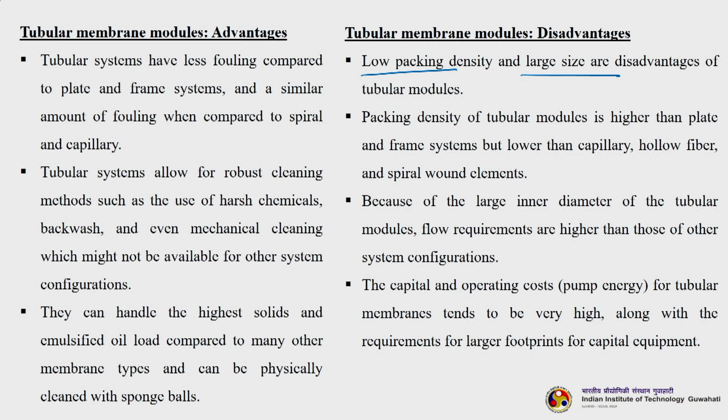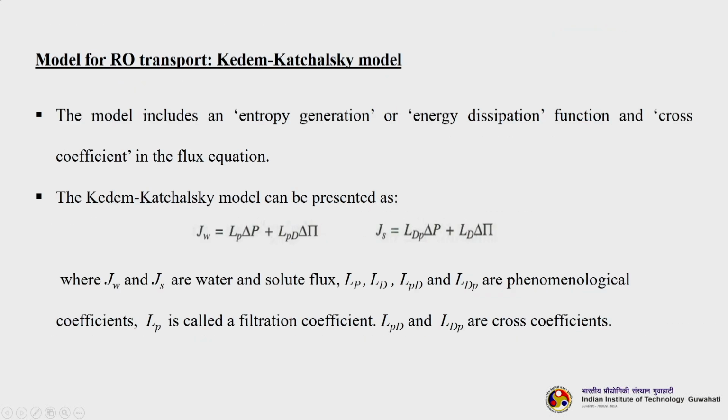The capital and operating cost for tubular membranes tends to be very high, along with the requirement of larger footprints for capital equipment. So, let us quickly understand the different types of models for the RO transport. The first is the Kedem-Katchalsky model. The model includes the entropy generation or energy dissipation function and cross coefficient. We have discussed cross coefficient in our transport, Onsager's reciprocal, right.